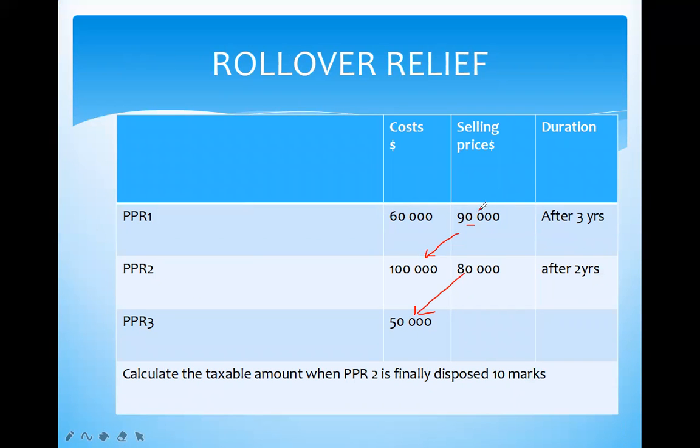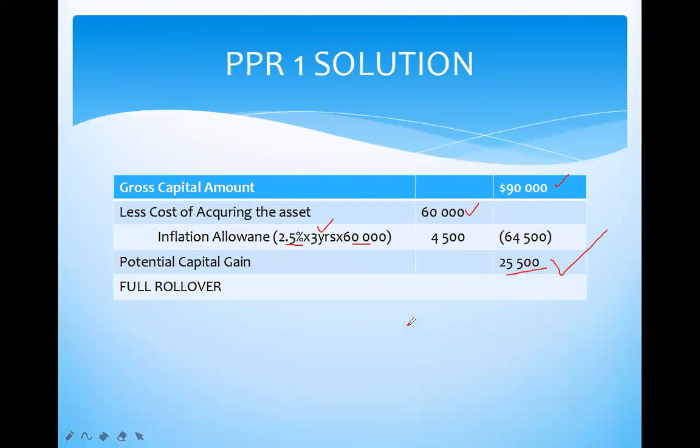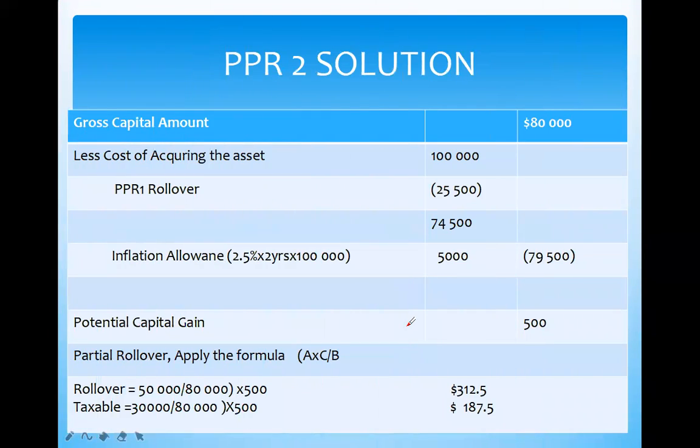Why? Because the whole amount of 90,000 was used to acquire a principal private resident of 100,000. But in this case, this is partial rollover. Why? Because the proceeds, the gross capital amount that was realized after selling the principal private resident number 2, was not fully utilized to acquire the PPR number 3. So we need now to see how we go about it, and we are going to use solution number 2.